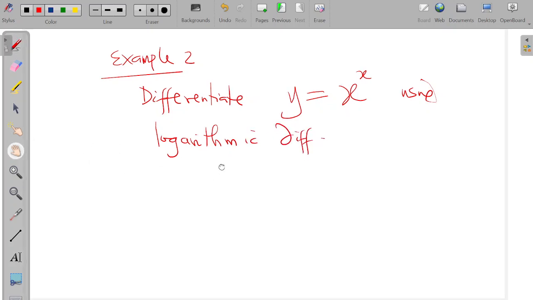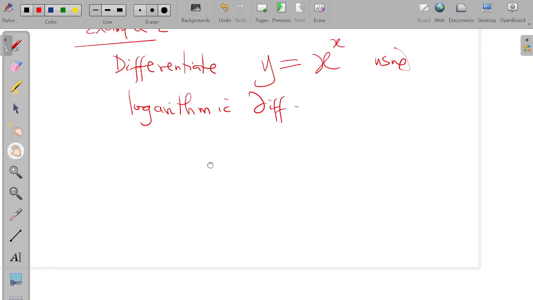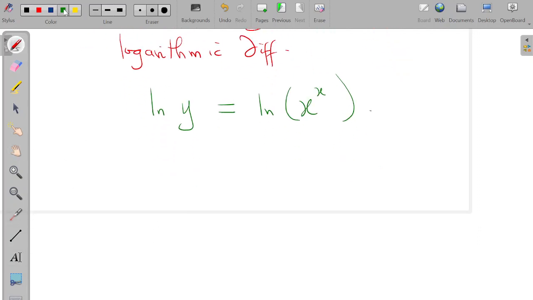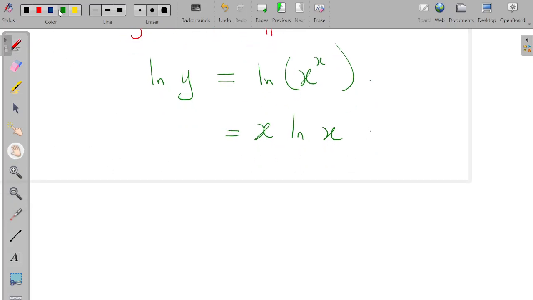All right, so let's go again. What do we need to do? We take the ln of both sides. ln of y equals ln of x raised to power x. Okay, that is fine. The next thing is that we must simplify the right hand side. With this, we can bring the power down to become x ln x. Any other simplification? No. So now we need to differentiate.